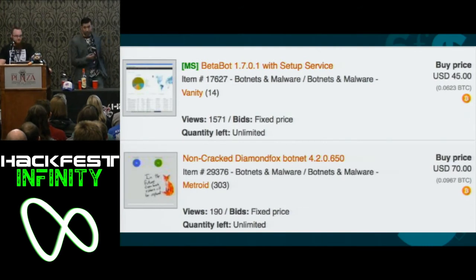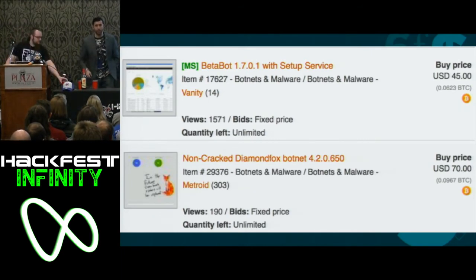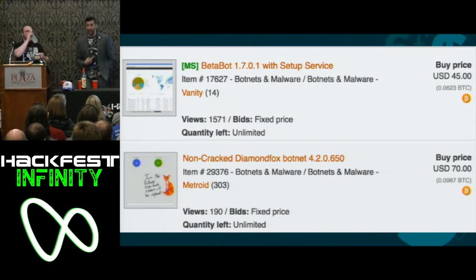And setup services are like at work when you buy a new product and ProServe comes in, sets you all up, and gives you a couple of days of training on how to use it. That. They will set up your C2 server. They'll show you how to communicate with the botnet. They make sure it's all working to your satisfaction. $45.